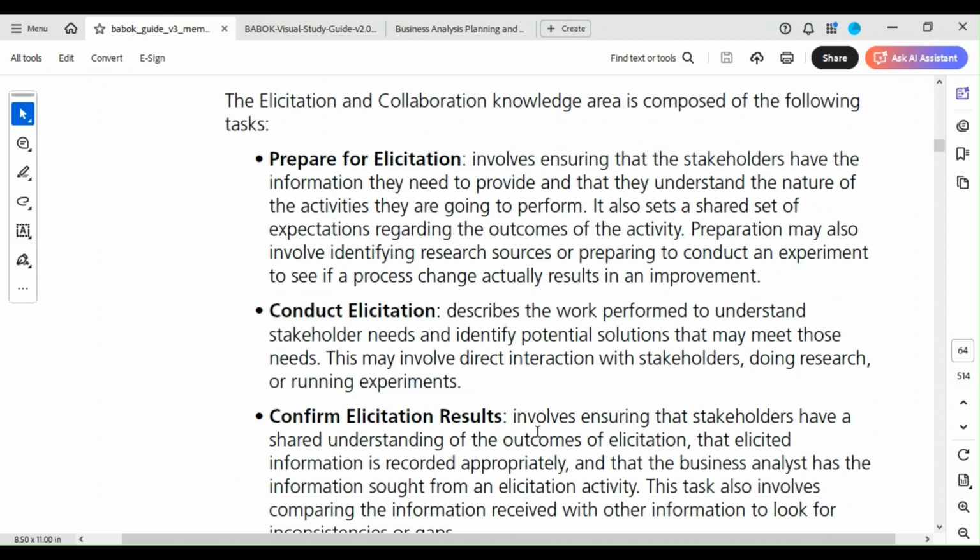So when you prepare for elicitation, it involves ensuring that the stakeholders have the information they need to provide, and that they understand the nature of activities they are going to perform. For example, when we were on planning business analysis, when they tell you you have to prepare or plan something, you're trying to provide people information ahead of time. You are trying to ensure that we are all on the same page about the meeting we schedule. You are even trying to make sure that your stakeholders understand what you are trying to bring forward to them. So it also sets a shared set of expectations regarding the outcomes of the activity.